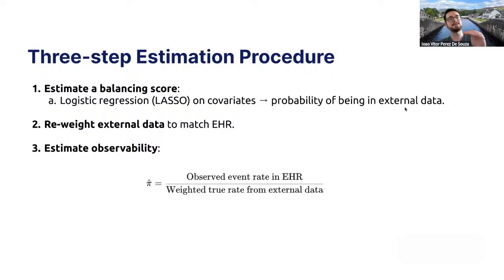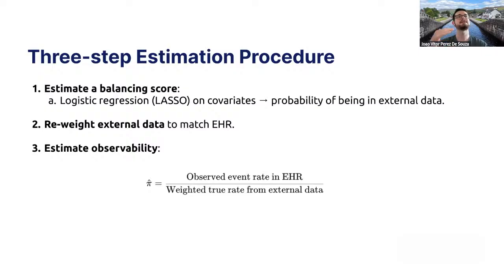So they combine EHR data with the gold standard data, and they create a binary variable that says if the data comes from EHR or from the external source, and they try to predict that. Using that probability, they re-weight the data to match the EHR.